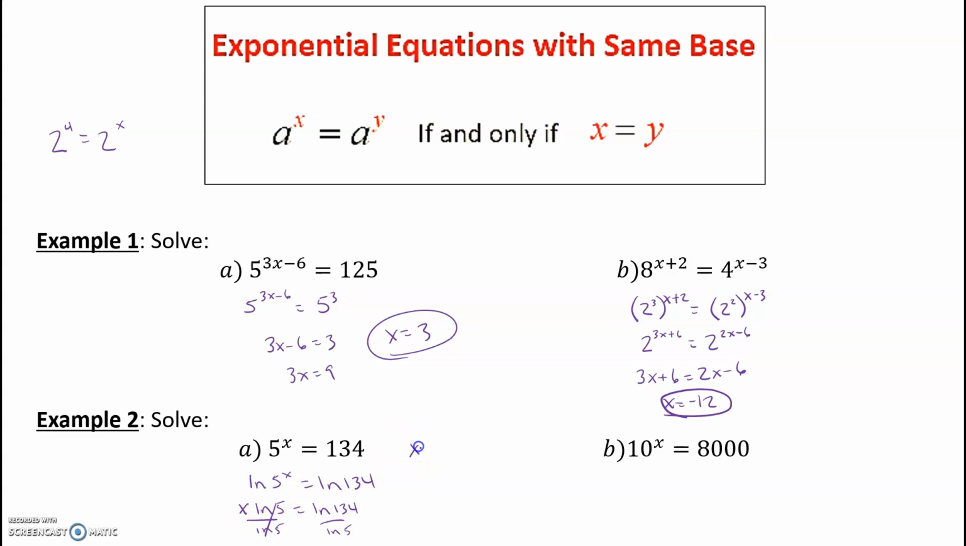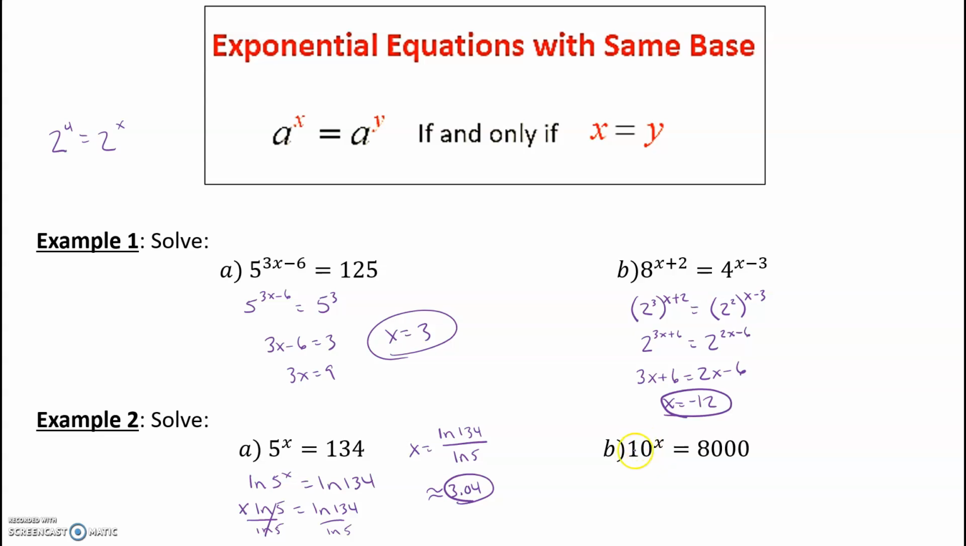So here x equals, you would type in natural log of 134. Make sure you close that parenthesis in your calculator. Divided by natural log of 5. When you type it in, you should get about 3.04. About 3.04. So make sure you know how to type that in.